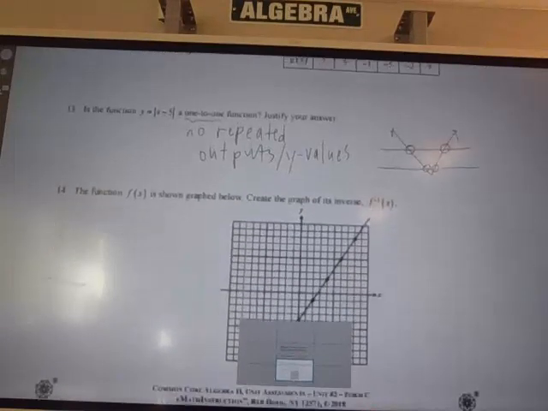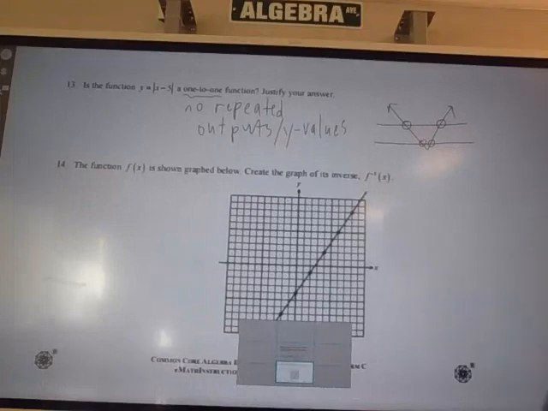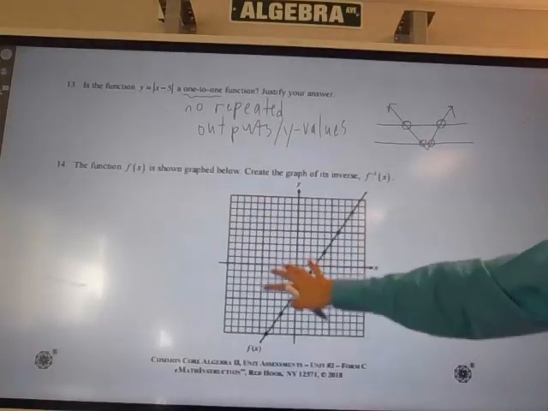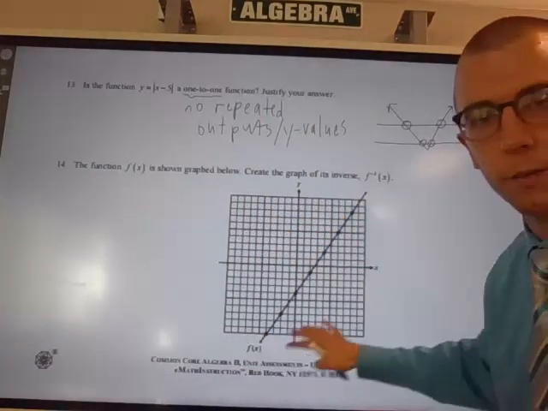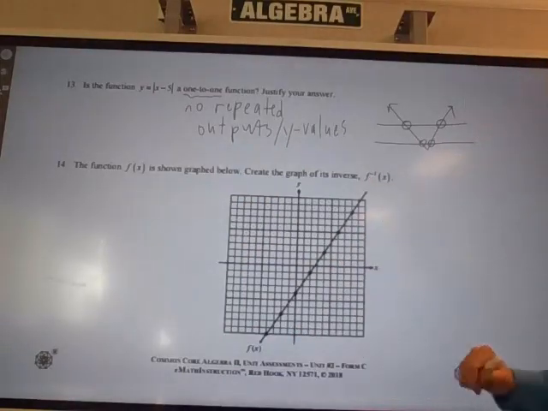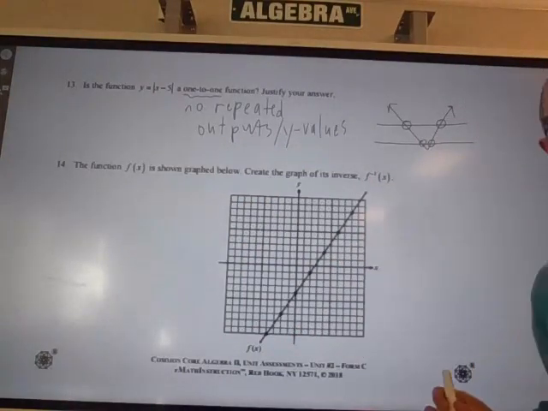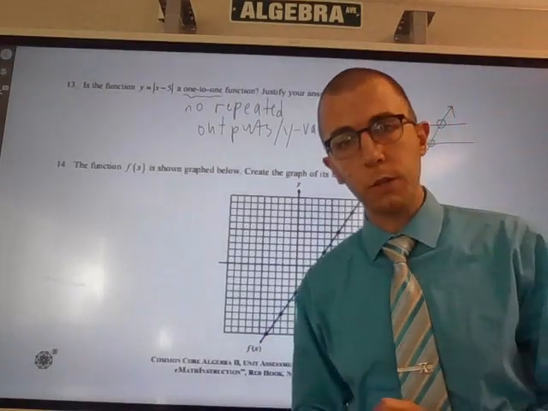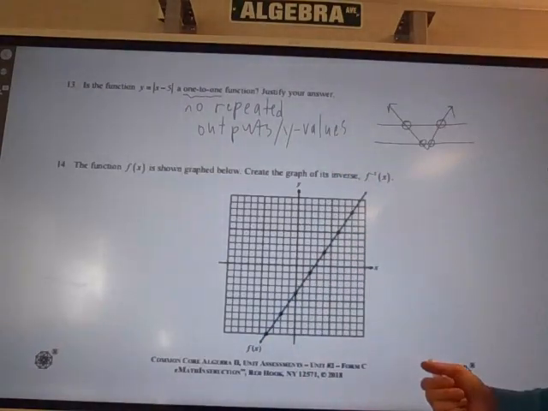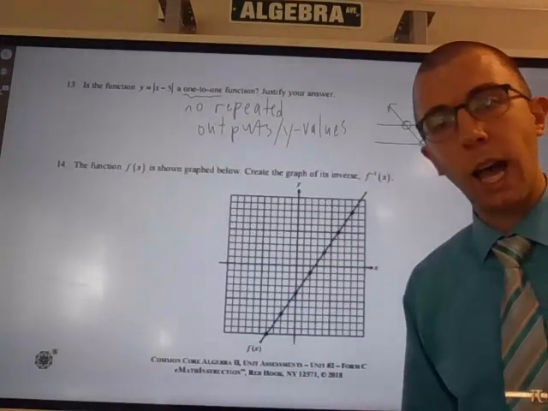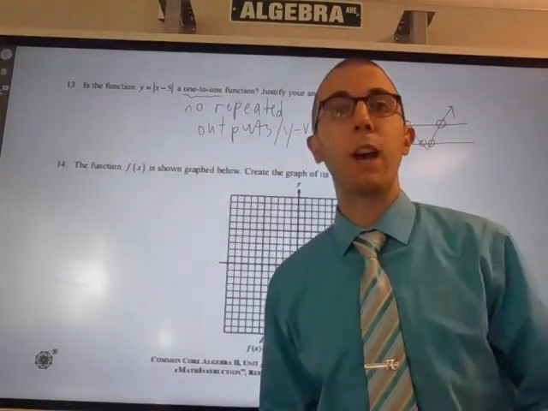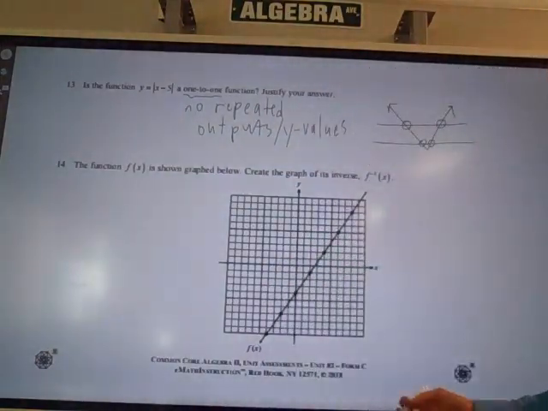Okay. Number 14, f of x is shown graphed below. A very nice linear function here. Create the graph of its inverse. Since I couldn't see your papers, and since you didn't have this on paper, I asked you to turn in or tell me points that would be on the inverse.